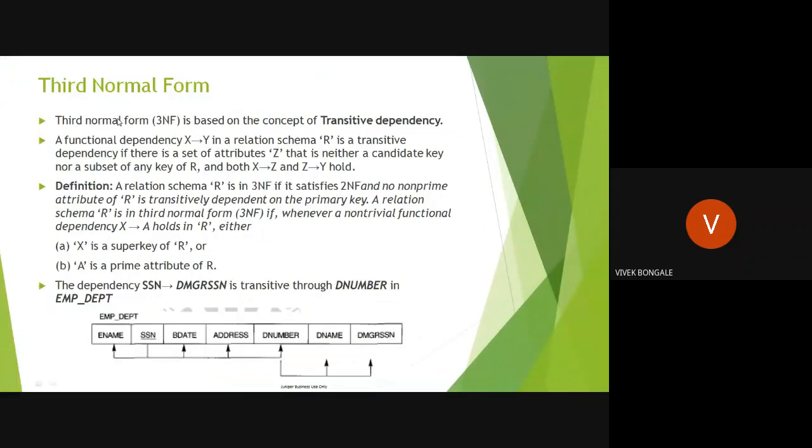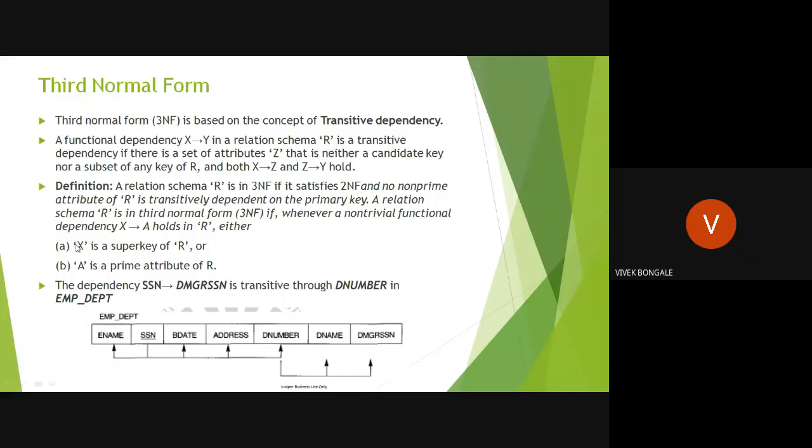What does third normal form say? Third normal form is based on the concept of transitive dependency. A functional dependency X determines Y in relation schema R is a transitive dependency if there is a set of attributes Z that is neither a candidate key nor a subset of any key of R. This Z should not be a non-prime attribute. It should be involved in a candidate key. While finding the candidate key, if any attribute is involved in the candidate key, then that is not a transitive dependency. If it is not, then we have to apply the third normal form.